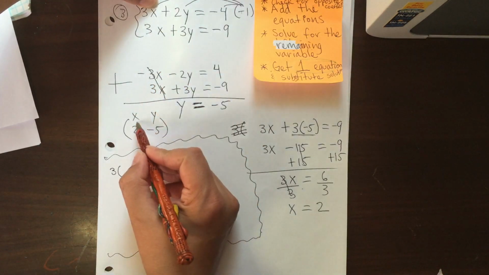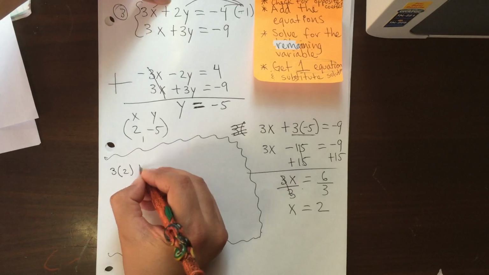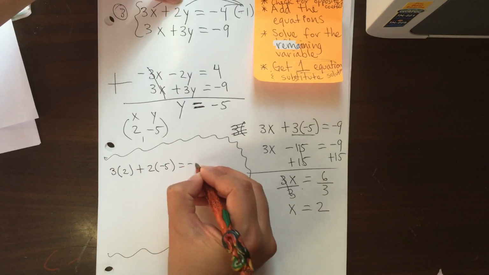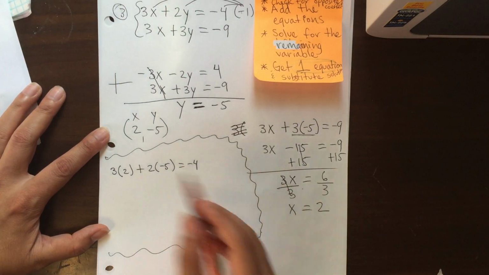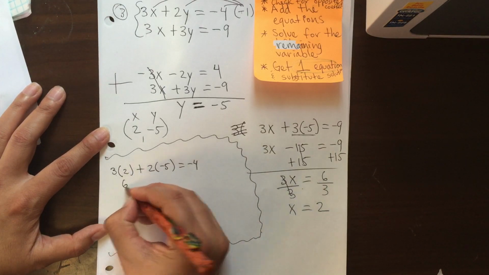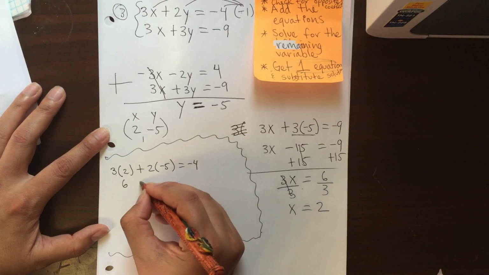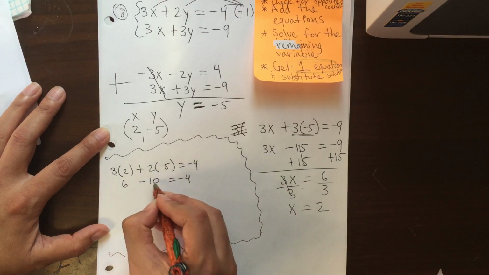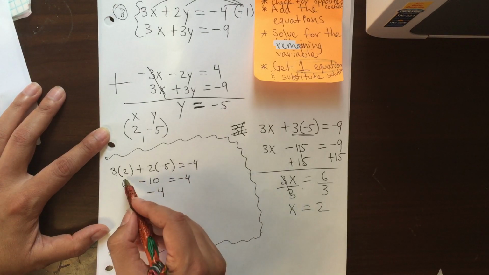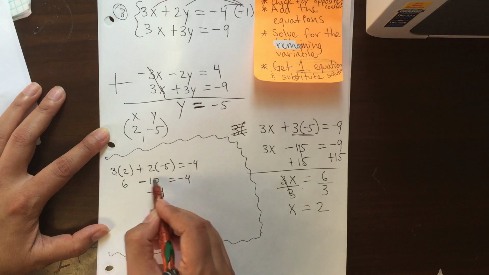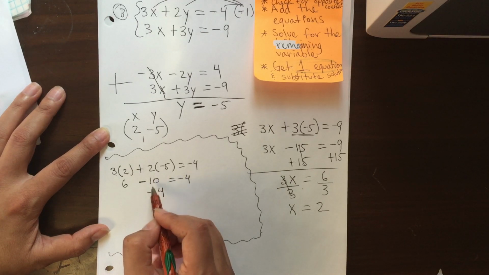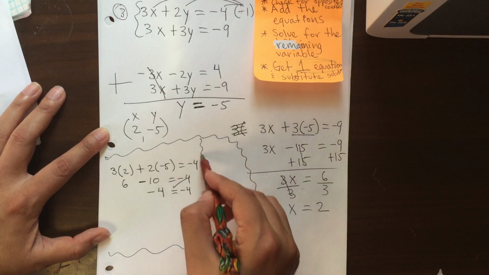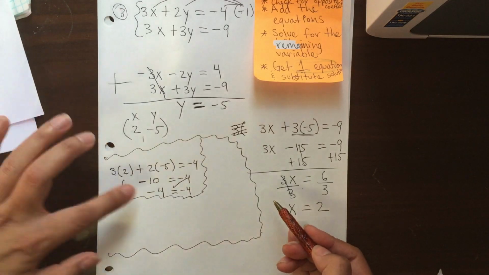Okay, so 3 times x, 3 times 2, plus 2 times y, meaning 2 times -5, equals -4. Now let's see if that comes up to be true. 3 times 2 is 6. 2 times -5 is -10, equals -4. 6 minus 10 is -4, because that means you have $6, but then they try to take away 10. Since what you're subtracting is bigger, then you end up with a negative, and it's equal to -4, so check.